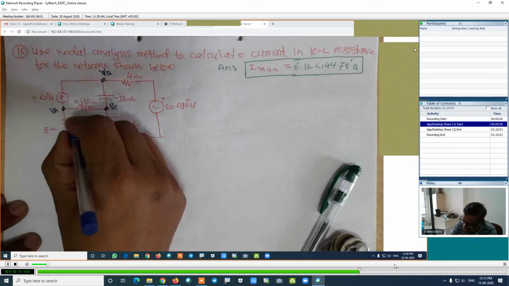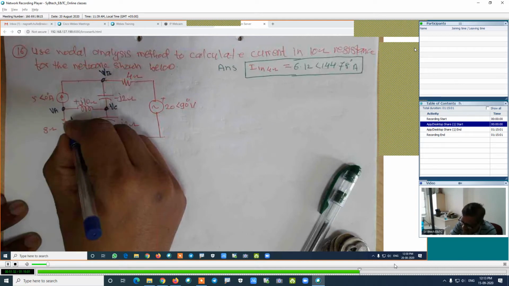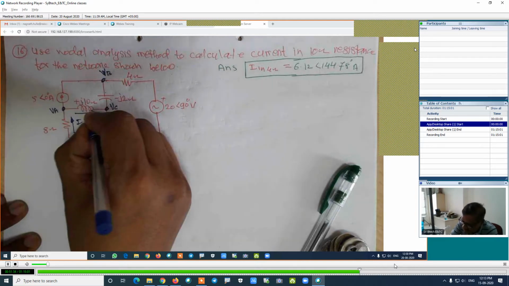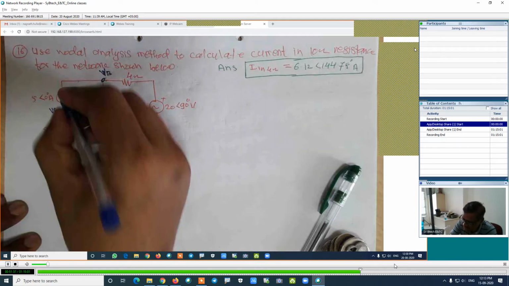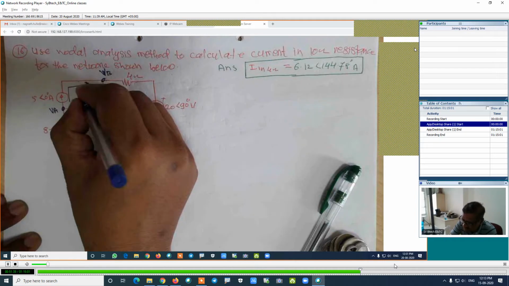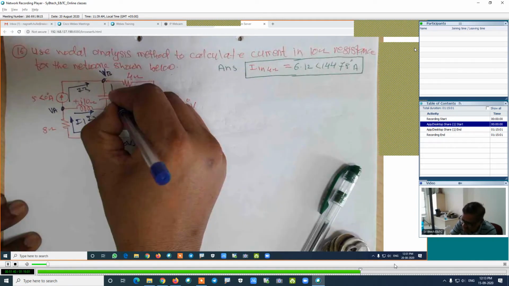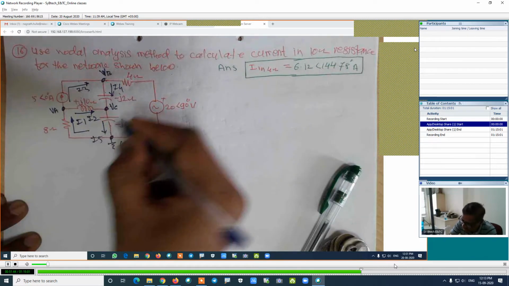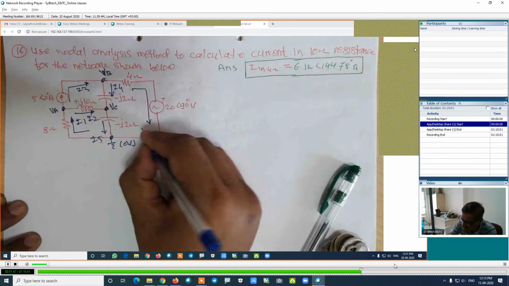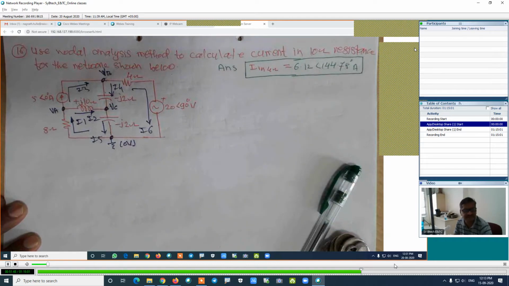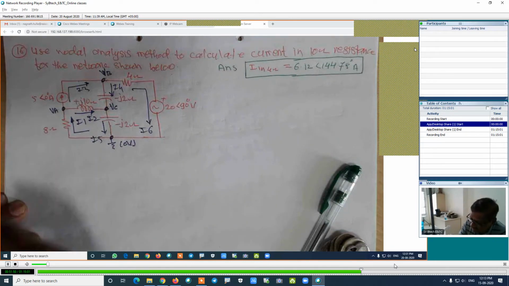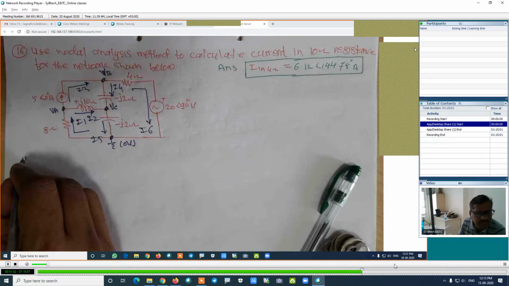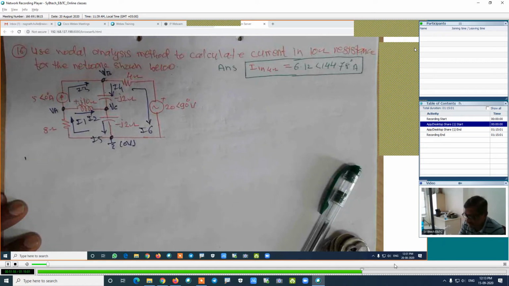Now here, I will assume the currents in these branches. This is I1. For this branch, current is I2. For this branch, current is I3. In this case, the current is I4. This branch current is I5. And finally, for this last branch, the current is I6. Is it right? Now here, I will do the calculations a little more fast.